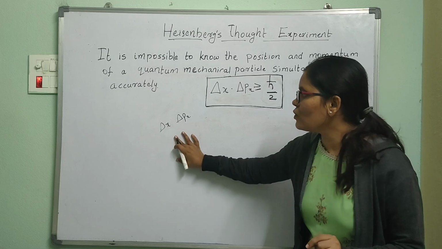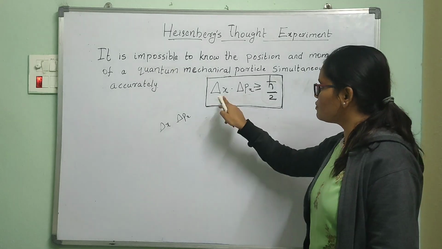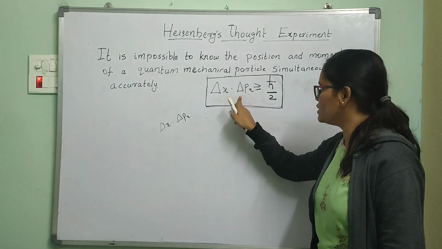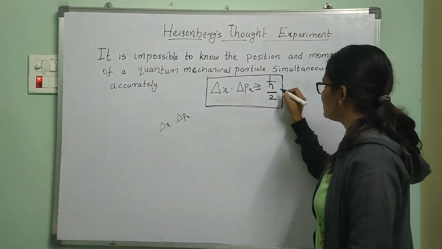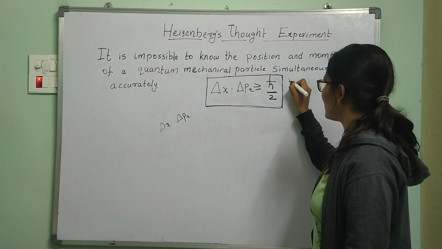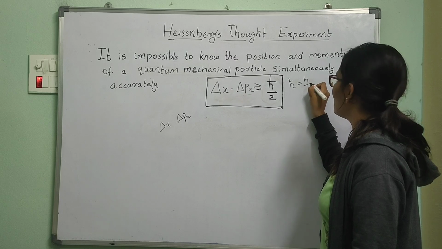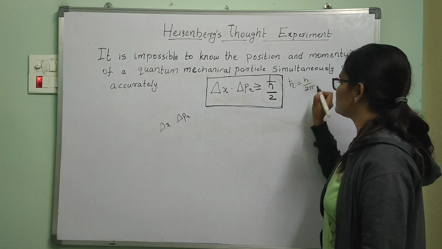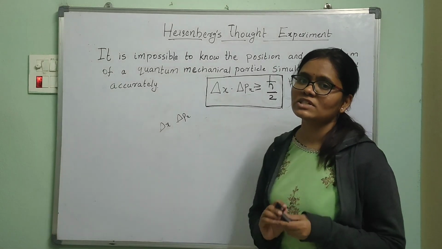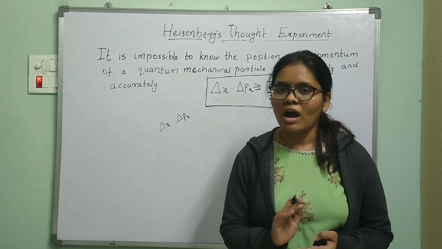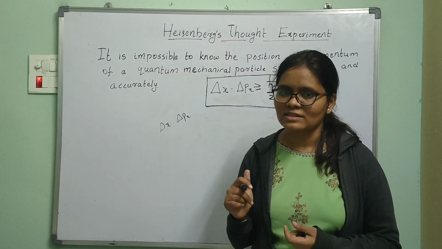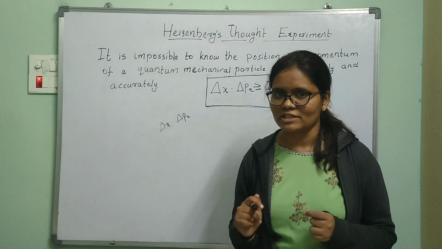He also said that the product of uncertainty in position and uncertainty in momentum is greater than or equal to h cross over 2, where h is Planck's constant and h cross is given by h over 2pi. So this was Heisenberg's uncertainty principle. Now in this class we will see how Heisenberg justified his uncertainty principle using a thought experiment.